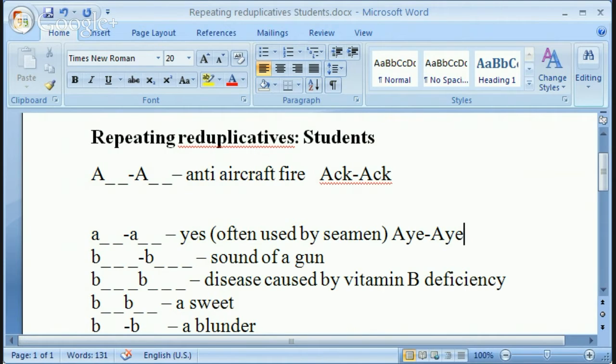Interesting one. Aye-aye. Yeah, and it's actually true. You would probably be raided on an American warship if you said, yes, sir. You're supposed to say aye-aye. I don't know why, but it's true.